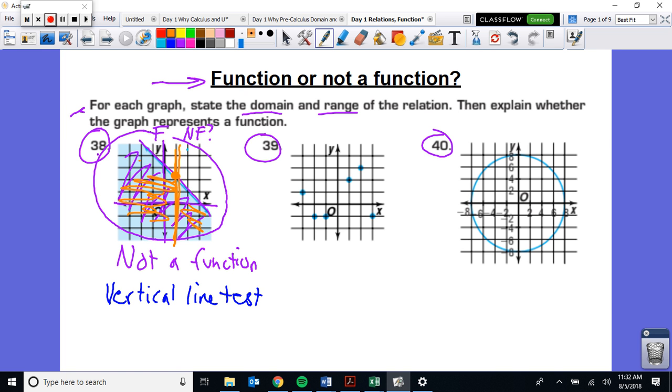So here's another point, and another point, and another point, etc. There are obviously more than one. There's actually an infinite amount of points that it hits. So this is not a function. Okay, vertical line test right here.